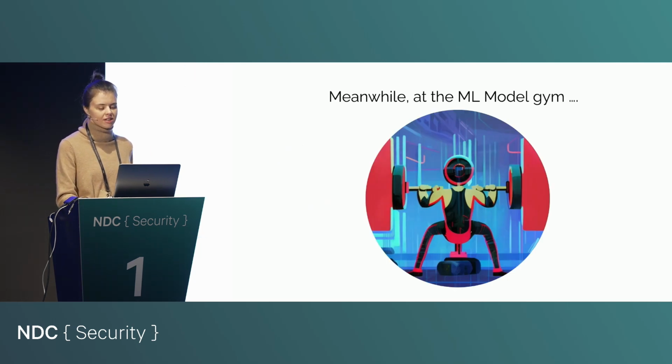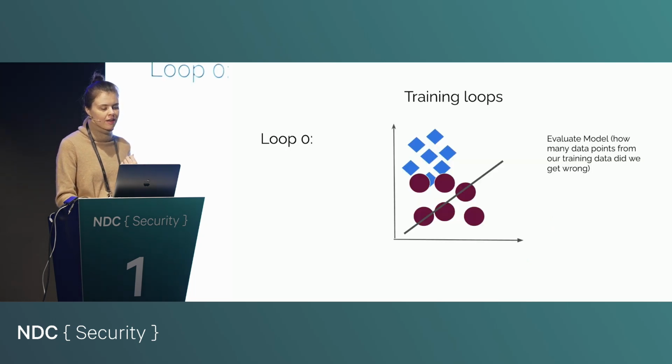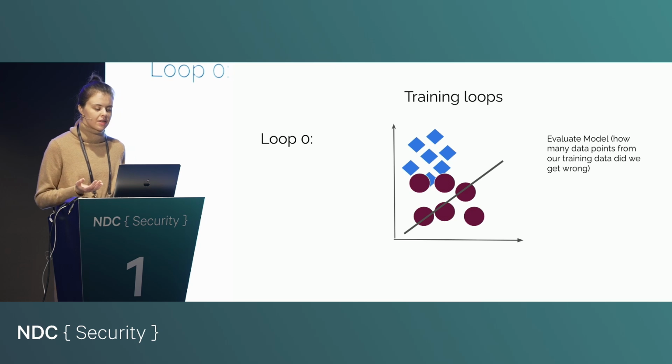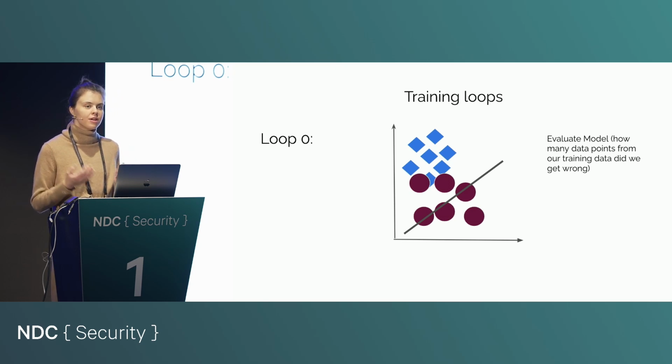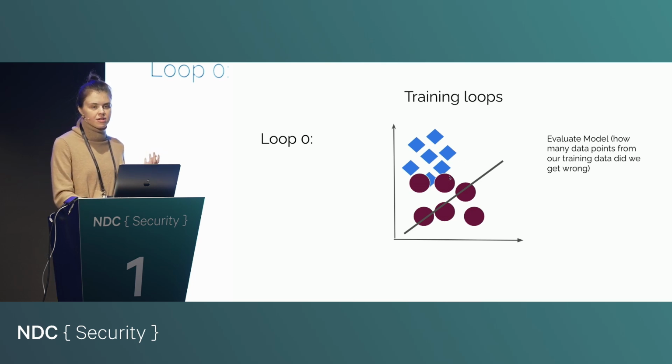So what does it actually look like when we're at the machine learning model gym and the model is training to see what weights it should assign so that it can model the data better? Well, we have these training loops, and at each iteration of the loop, we evaluate how the model is doing currently on the training data. So at stage 0 here, we have our poorly chosen line. We can see that a lot of these malicious samples fall on the wrong side of the decision boundary, meaning that they're misclassified as benign when they shouldn't be.